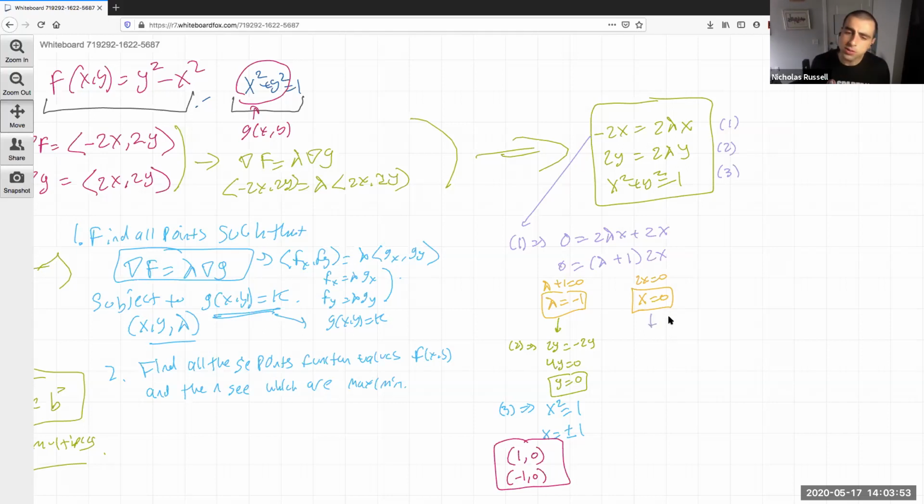So x equal to 0. Well, okay, I have x equal to 0 from equation 1. Does this tell me anything about equation 2? No, it doesn't tell me anything about that. I have x equal to 0, so my goal is now to just find my y.